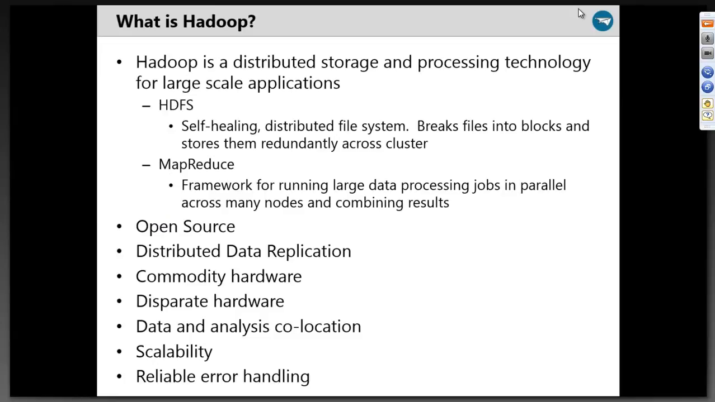So what is Hadoop? It's a distributed storage and processing technology for large-scale applications, and at its core, it's two different things. It's HDFS, which handles breaking up the data into smaller parts, and it's MapReduce, which handles breaking up processing of the data into smaller parts. So remember, in a big data problem, we have that the data needs to be broken up and the computation portion needs to be broken up. And Hadoop has two different mechanisms for dealing with that. And we'll talk about this more and more, and we'll repeat ourselves more and more as the seminar goes forward.